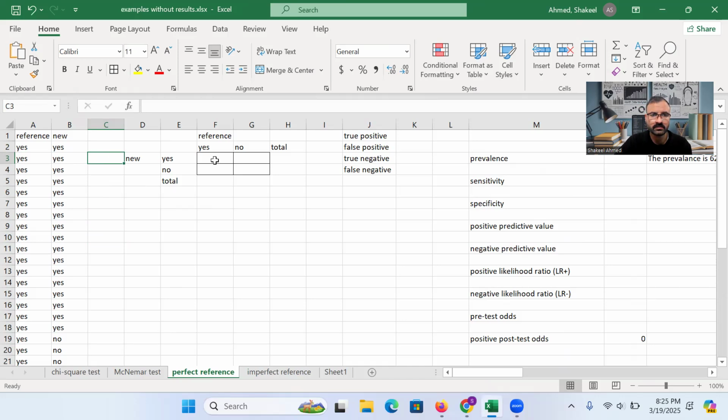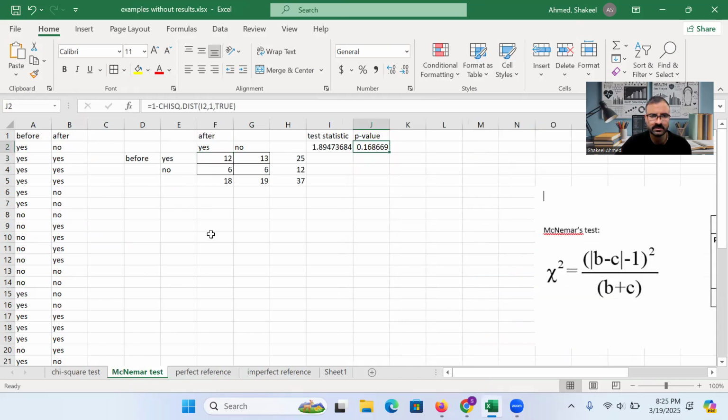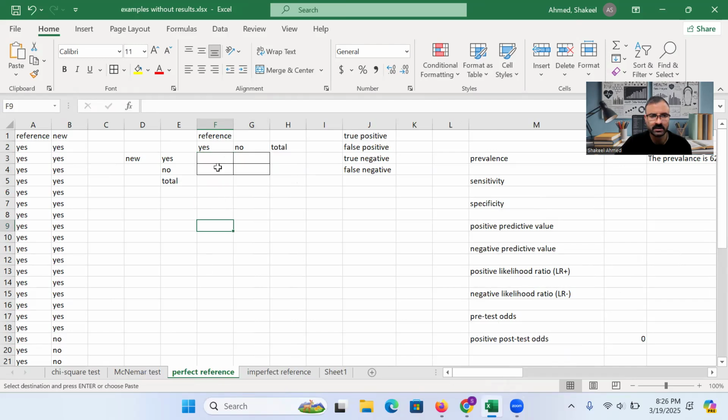So we have the frequencies. For example, I will just use the values we have already obtained using the McNemar test. So I'm just copying the values here. So these are the values, for example, 17, 6, 5, 9. I have just pasted the formula, so it's already calculated using this data set.